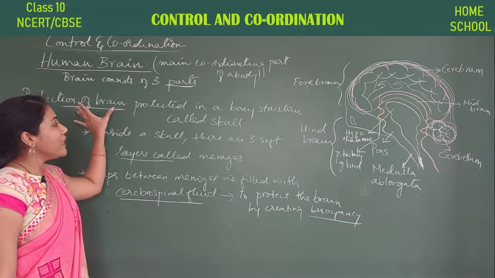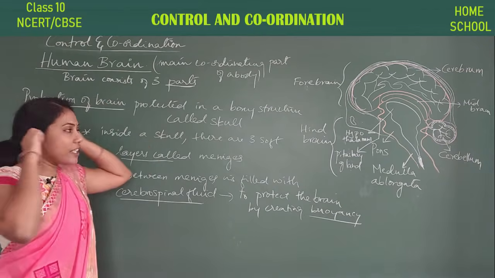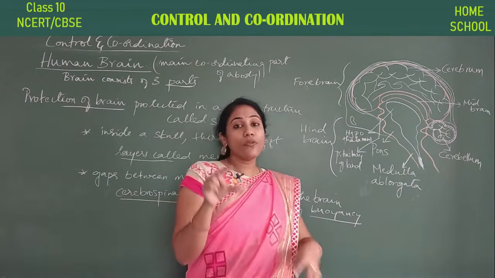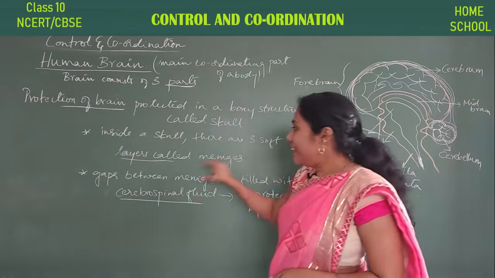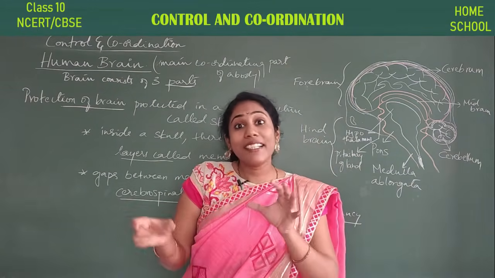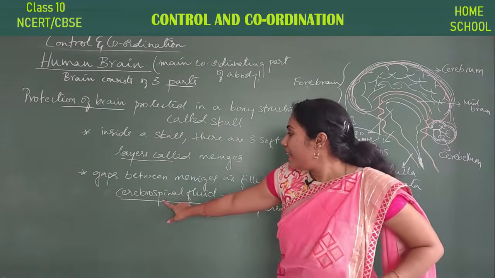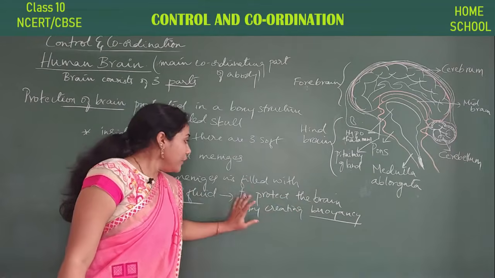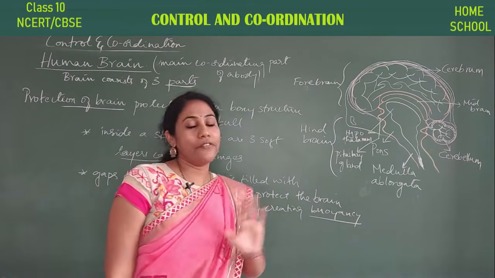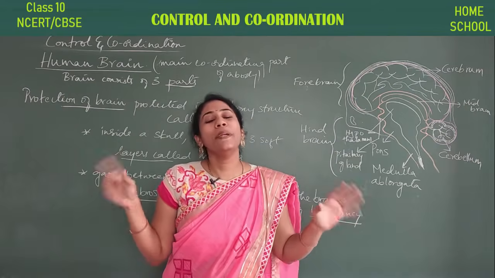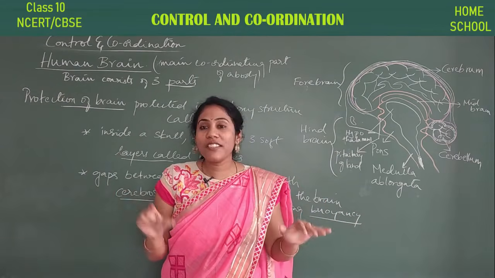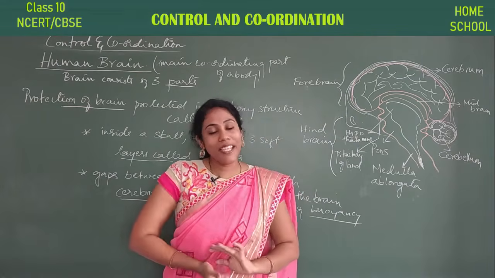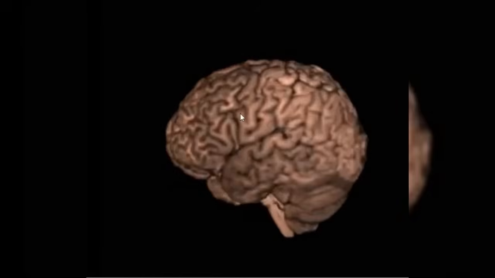Okay, so first and foremost, you have a hard bony structure called the skull. So inside a skull, you will have mainly three layers. We call them meninges, and between the layers, you actually have a gap, and that gap is filled with a liquid called cerebrospinal fluid. And what is its duty? It creates buoyancy to protect the brain. Okay, fine. So this is all about the human brain, its parts, functions, and the way it is protected inside the head region. Okay, this is the top view of the brain actually.